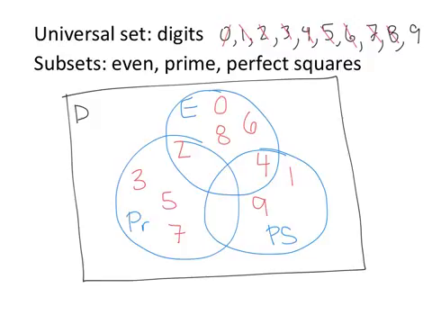This Venn diagram allows us to see that there is no overlap between the prime numbers and perfect squares. It allows us to identify numbers that are even and fit one of the other descriptors, and allows us to see all of the elements that are part of the universal set of digits. This would be a great example of a question we might have to represent symbolically later on down the road.